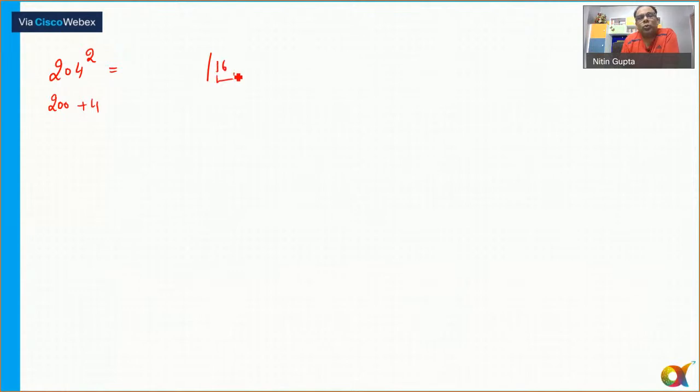The last part should always be a 2-digit number. Now the first part is nothing but 204 plus 4. We have an extra 4, so add that 4 to 204 itself. 204 plus 4 is 208, and then multiply it by 2. So 208 into 2: 200 into 2 is 400 and 8 into 2 is 16. So this is 416, and the square of 204 is 41616.